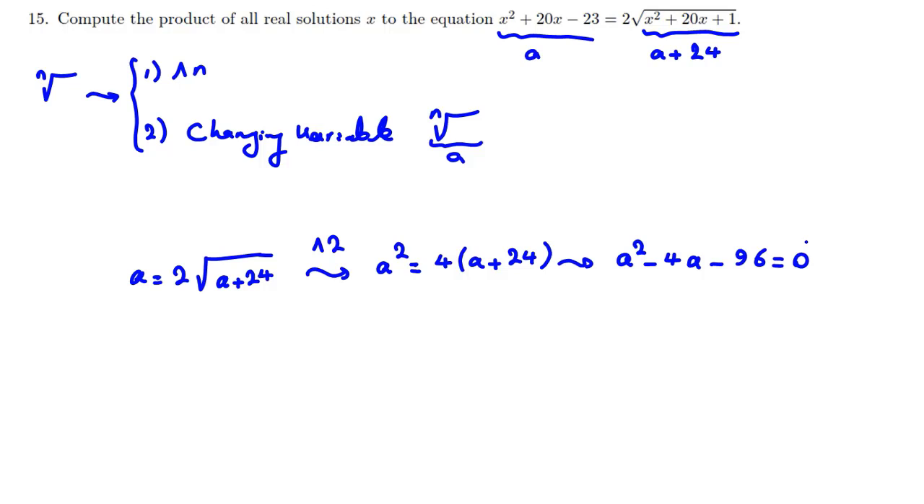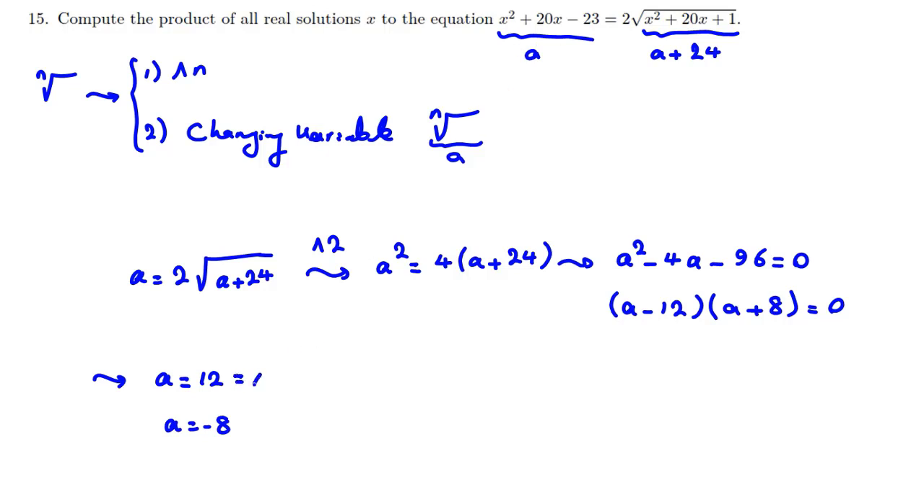Now, for solving this part, we can use the quadratic formula or we can check factorizing first. 96 is 8 times 12. So we can write it as (A minus 12)(A plus 8) equals 0. So A is 12 or A is negative 8.